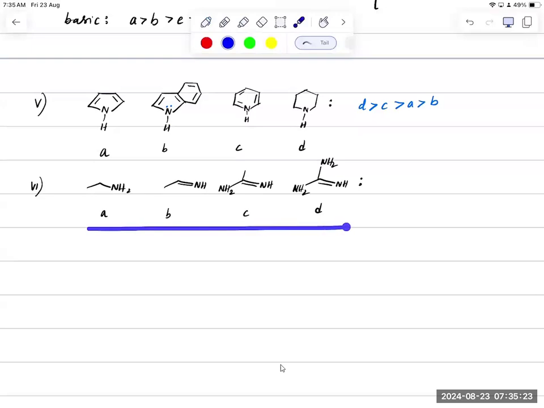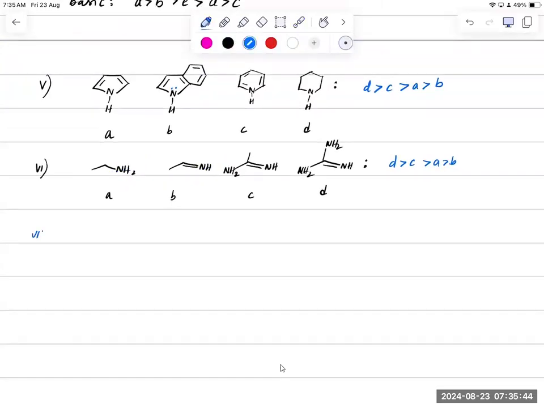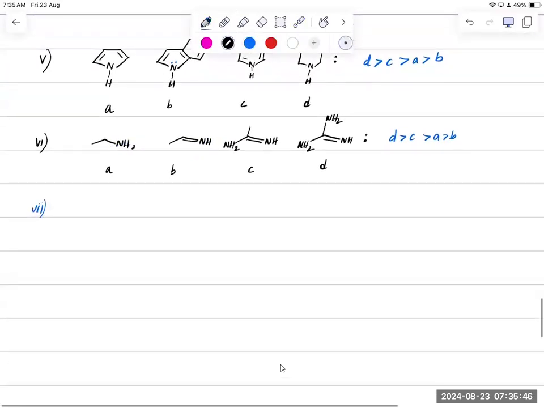Right. See the next one, A, B, C, D. In this case, what can we say? We can say D is a guanidine form. Definitely, it is more basic than C, and then A, then B. Here, it's purely based on hybridization. This is sp3, this is sp2 hybridization. Clear?